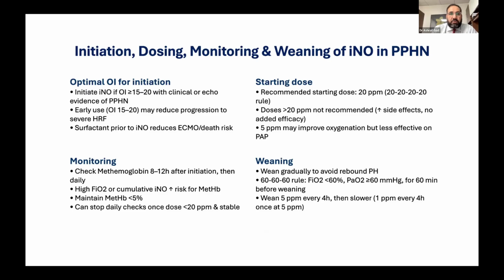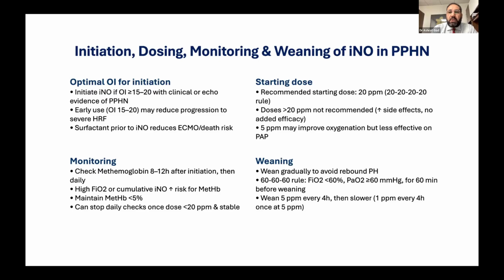Probably different units have thresholds for when to use nitric oxide. Earlier is better, and some advocate for an OI of 15, but most of us will use it at a value of 20. Anyway, 15 to 20 is important, and it's very important to consider surfactant, because the first thing that comes up in our mind is nitric oxide. But surfactant is still there and can do some job. And studies have shown that it independently reduces ECMO use and death.